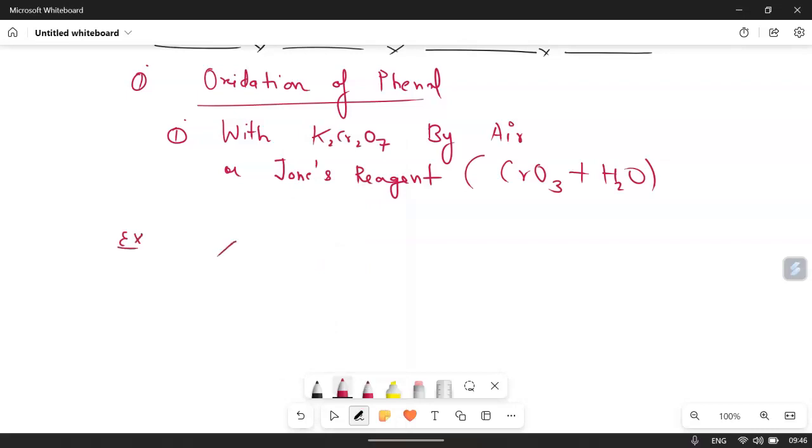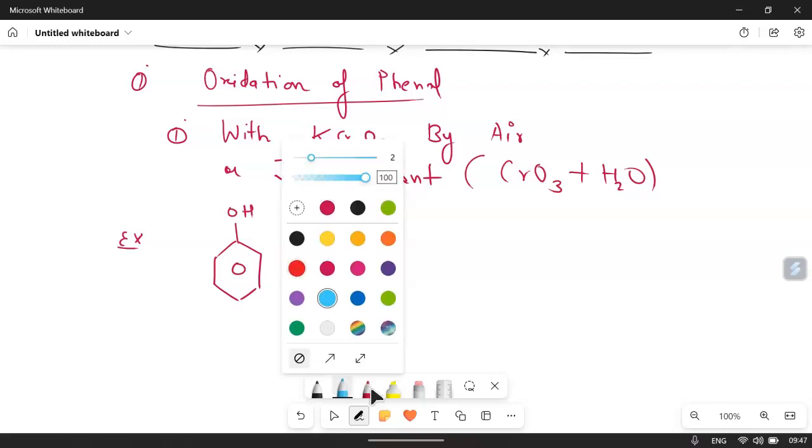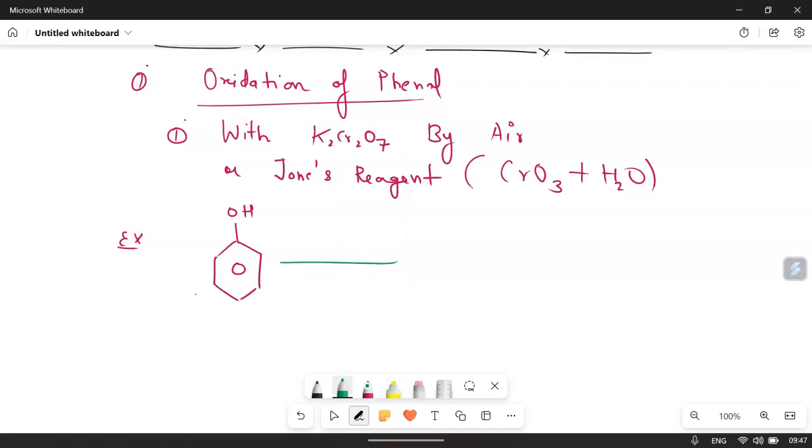For example, we have phenol compound. This phenol comes in contact with K2Cr2O7, H2SO4. This will convert it into para-benzoquinone, like that. Para-benzoquinone.